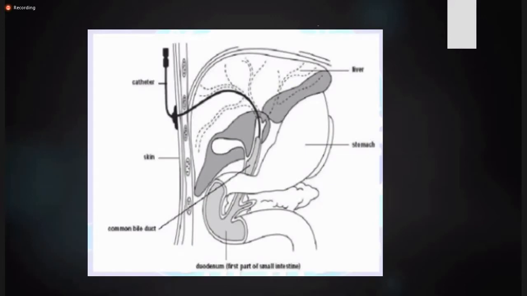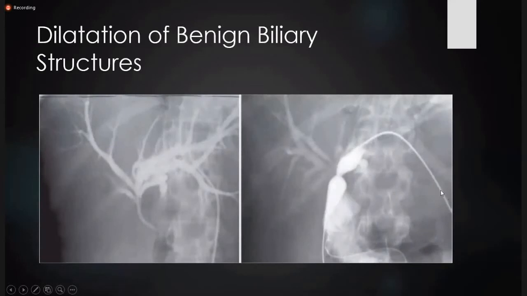This is how this is performed. A needle is passed percutaneously. From the skin, a needle is passed directly into the liver, and then a bile channel is cannulated and contrast is given. As you can see, this wire is coming from outside the skin. It is inserted into the liver and then into the bile channel, and then contrast is given, which is outlining all the bile channels, and the level of obstruction can be identified.